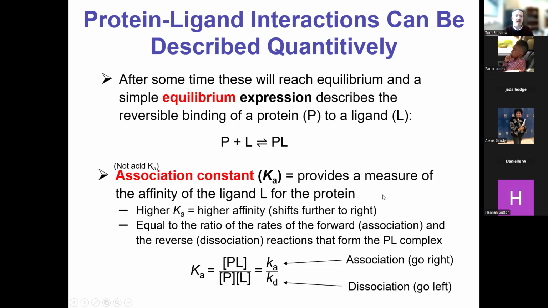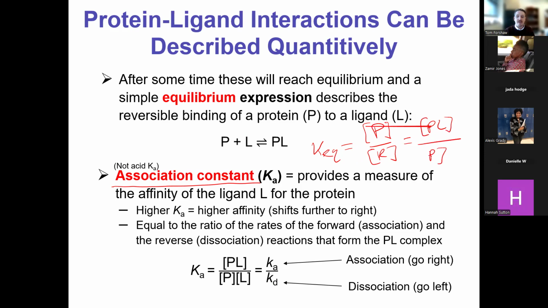So in particular, when it comes to protein binding, we talk a lot about the association constant, and that is just the Keq of the reaction. That's really just the normal Keq of products over reactants, like I had before, which in this case is PL over P times L. The Keq is just the ratio between them.